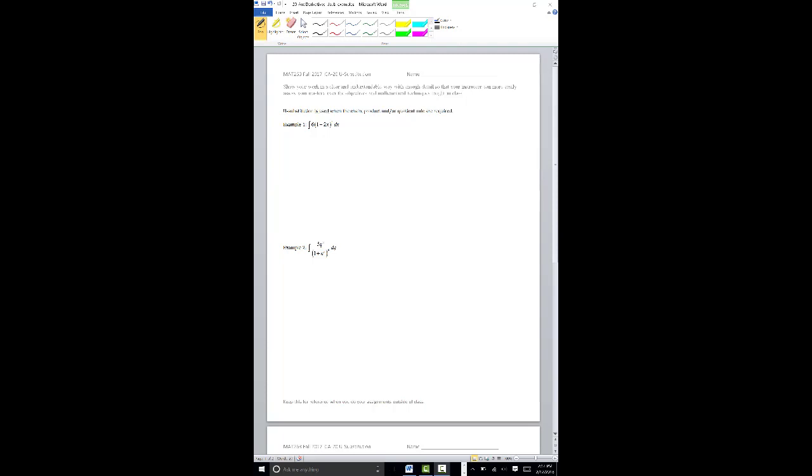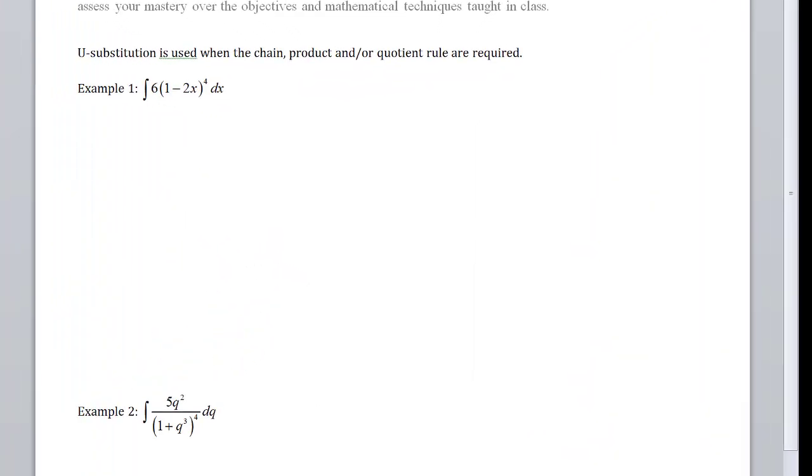In this example 1, we have an exponent on the outside of the parentheses, which suggests the chain rule. So that's going to tell us to try U substitution. Pick the U to be the inside, and take the derivative of that. Ultimately we want our left column to have everything with the U's and no X's, and the right column to have everything with X's.